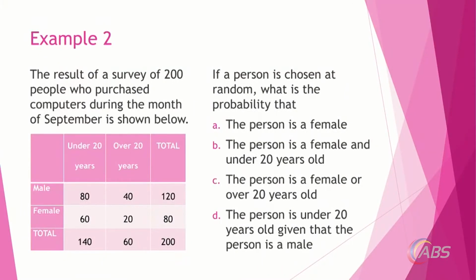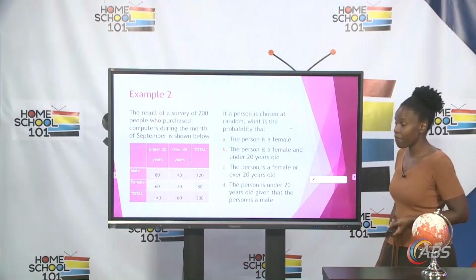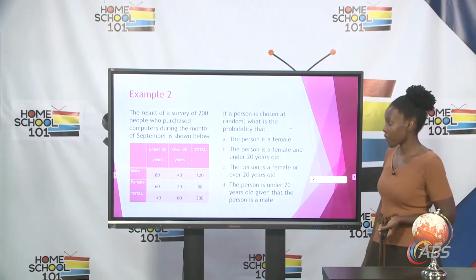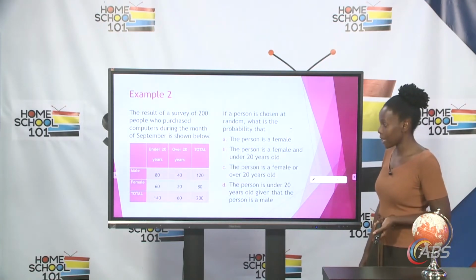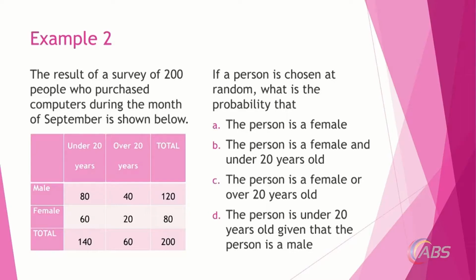Another example. Now, it states the result of a survey of 200 persons who purchased computers during the month of September is shown in the table below. So we have the various categories in terms of male and female, and also in terms of their ages, those who were under 20 years and those who were over 20 years. And we have a total of 200 persons who were surveyed.